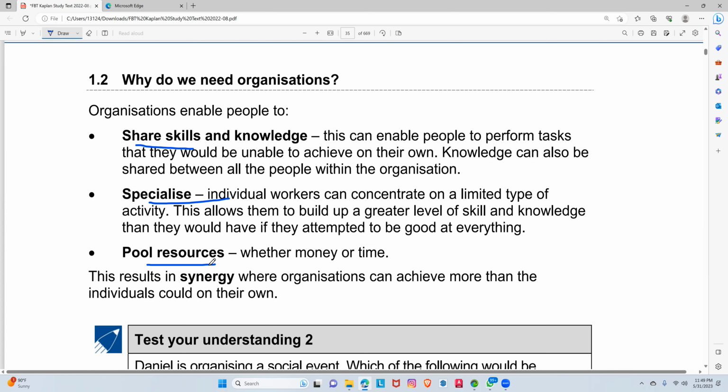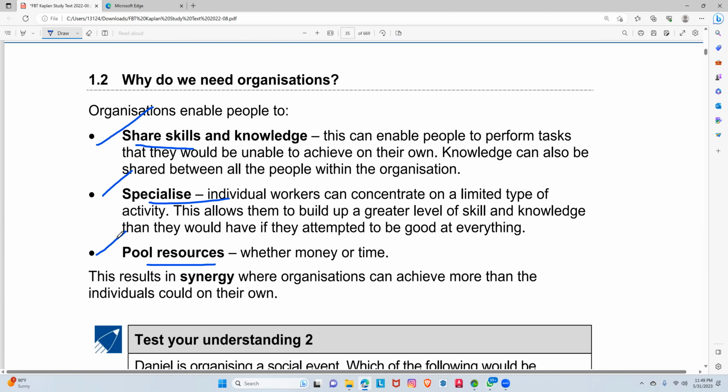Like suppose Tesla is designed, right? Is it only one man who did it? One man's idea, but there are a lot of people behind it to make it happen. And that's how it is that successful. You have pooled in a lot of resources and made that happen. So you can write it down: why do we need organizations? You can just write down these side headings: share skills, knowledge, specialize, pool resources. And at the end, when all three are put together, you make synergy.